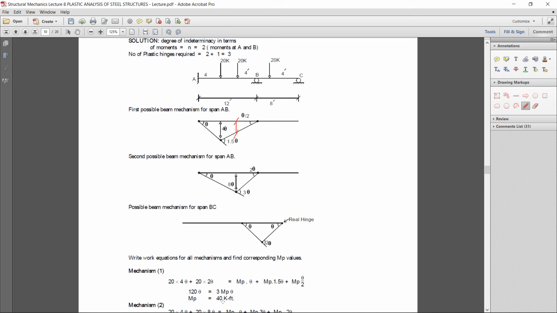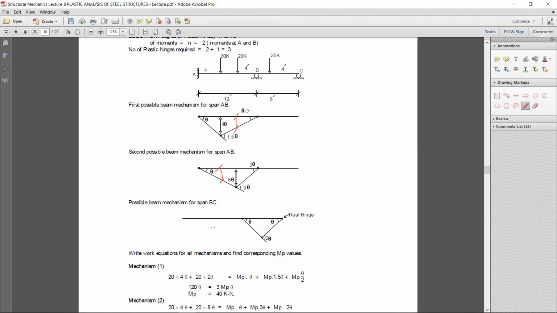In the second mechanism, that is here, if the theta at this location, then that length is 8, so you will get at this point 8 theta. Okay, and to get the deformation also in the second mechanism at this location, if that is 8 and that is also 8, so at 4 feet here will be 4 theta. By similar triangle you can get the value at this load.